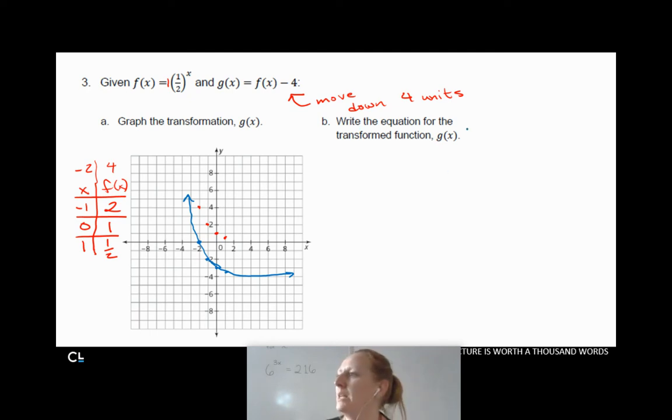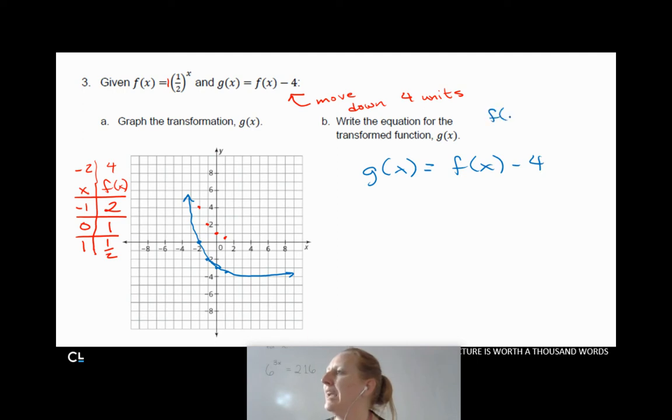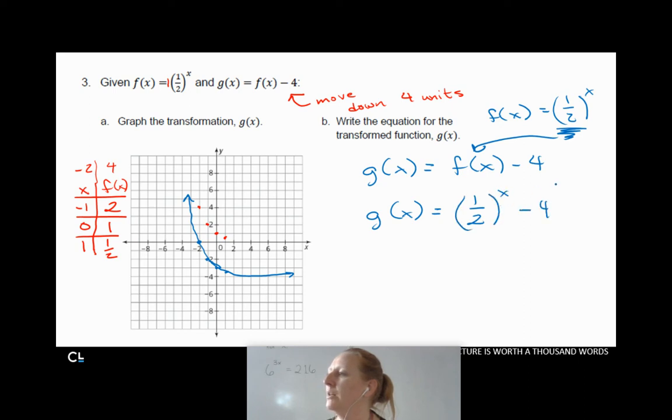We're also asked to write the equation for the transformed function. So right now, I see that g of x equals f of x minus 4. But we were just saying that f of x equals 1/2 to the x power. So I can just take this and plug it in for f of x. So g of x equals 1/2 to the x power minus 4.